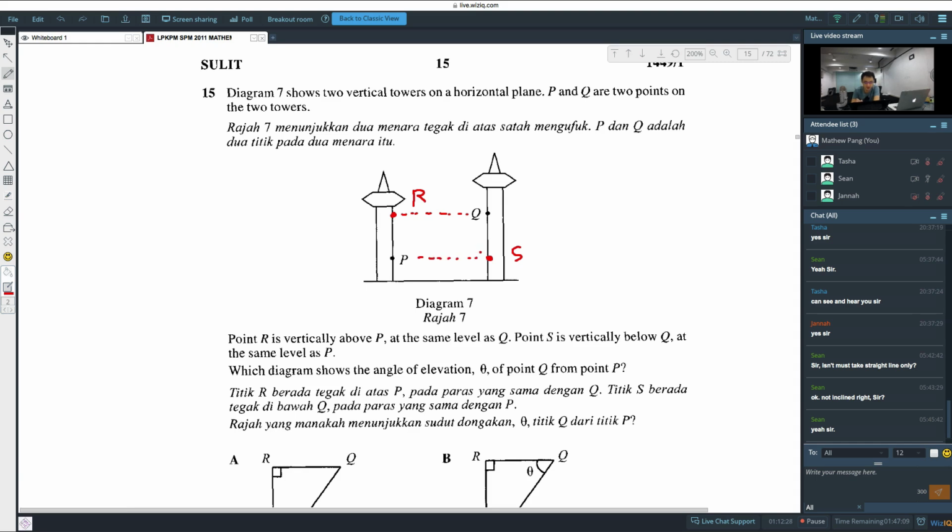Alright, so which diagram shows the angle of elevation of Q from P? So Q from P, definitely we draw a line to connect Q and P. Elevation means you will look up. But when you look up, the horizontal line is very important. So the horizontal line is over here in this case, because do you find out PS is actually a horizontal line? So you should get a triangle like this: Q, P, and S.